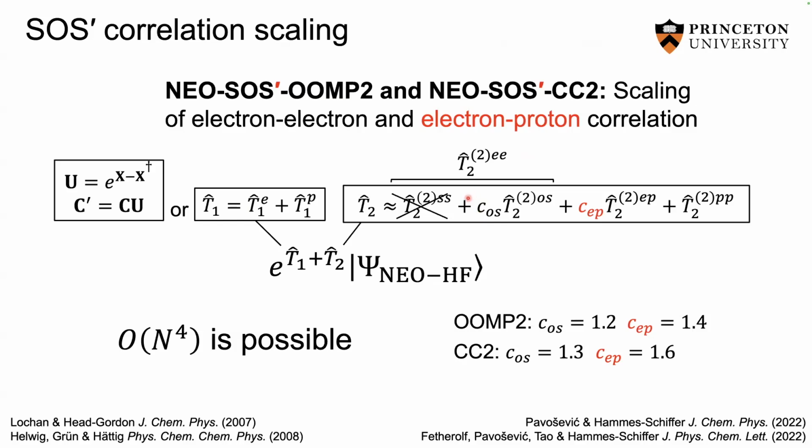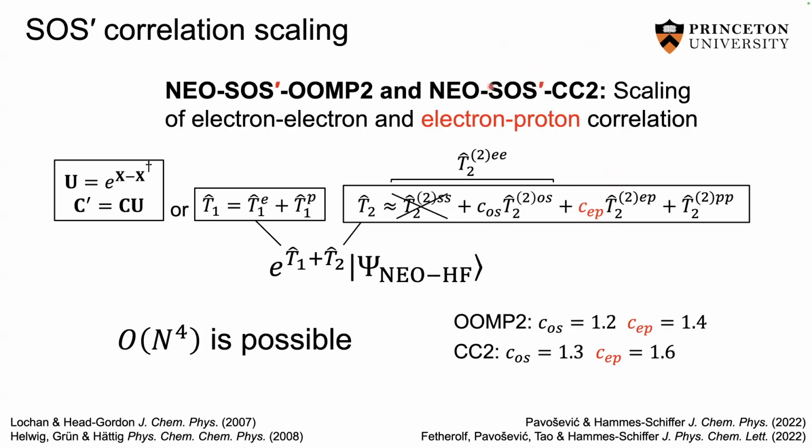And so in that spirit, we also recognize that there is a systematic underestimation of electron-proton correlation energy at the second order level. And therefore, we use a scaling factor for the electron-proton correlation energy.